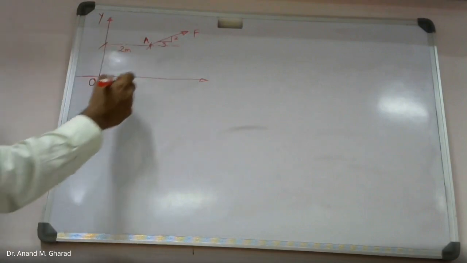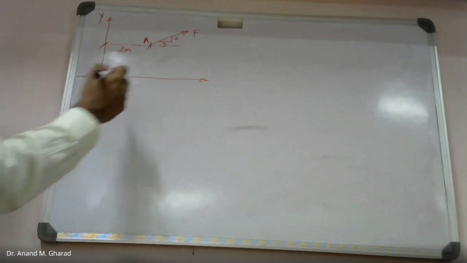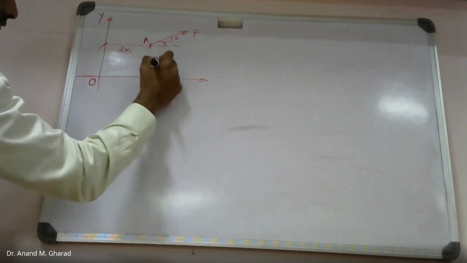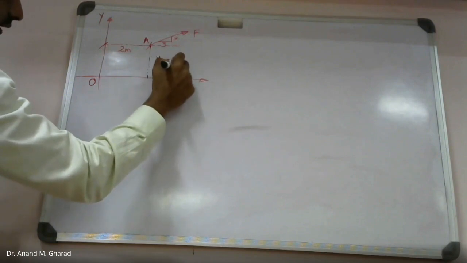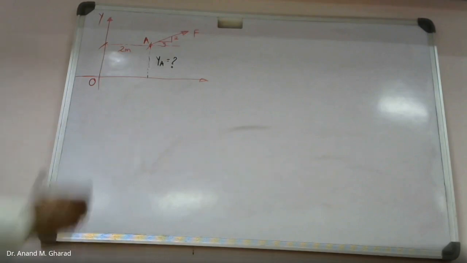What are you supposed to identify? You are supposed to find out, firstly, the y coordinate of point A. That means this location. This is what you are supposed to identify. Okay? Secondly, you are also supposed to identify the y-intercept of the line of action of the force. So let us go step by step.